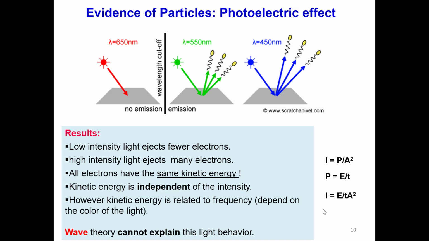One more thing he observed was that the kinetic energy is related to the frequency, meaning it depends on the color of the light. If he radiated the plate with blue light, he got some value for the kinetic energy. That means the kinetic energy depends on the frequency of the light. Wave theory cannot explain this behavior of the light.